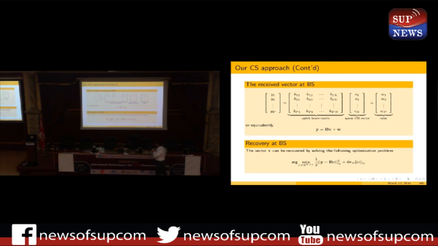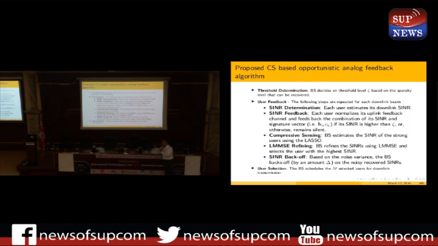But there are more issues regarding this problem. So this is how the algorithm is done. First, the base station determines the threshold, and it broadcasts it to the users, right? Then the users will check their SINR. Is it above the threshold? If it's above the threshold, they will be ready to feed back, right? Now, they feed back, okay? They feed back what? The value of the channel, or the SINR, times the code that they have, okay?